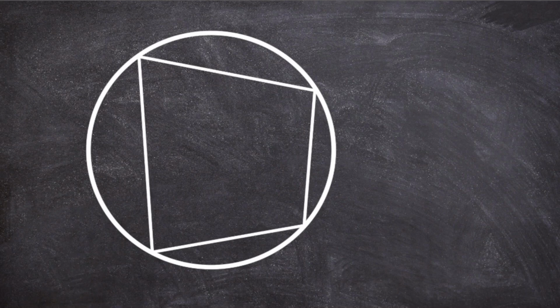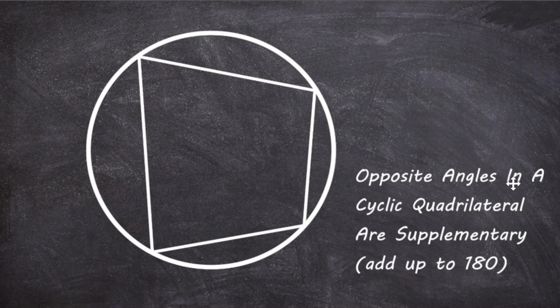This is a cyclic quadrilateral, a four-sided polygon inside a circle where the four corners lie on the circumference of the circle. In this video, we're going to prove the following circle theorem, that the opposite angles in a cyclic quadrilateral are supplementary, or that they add up to 180 degrees.